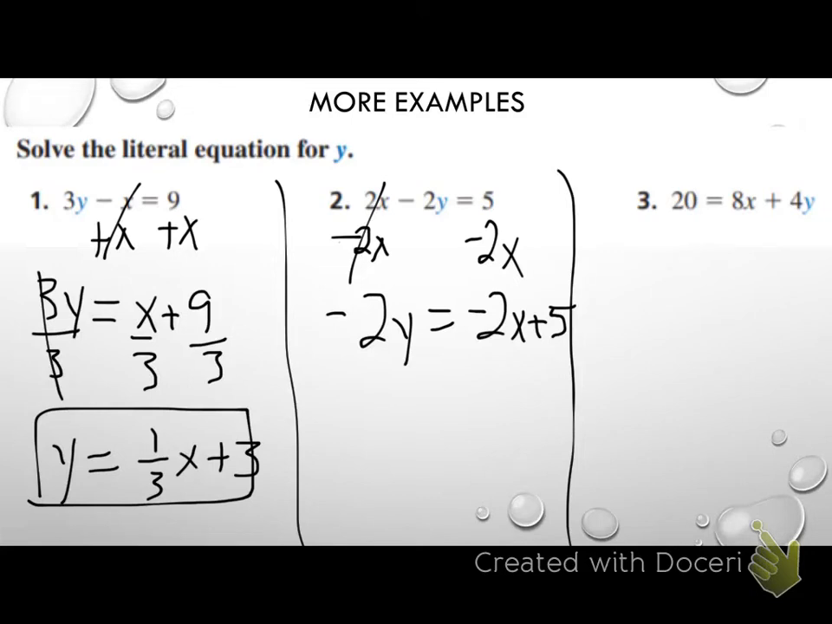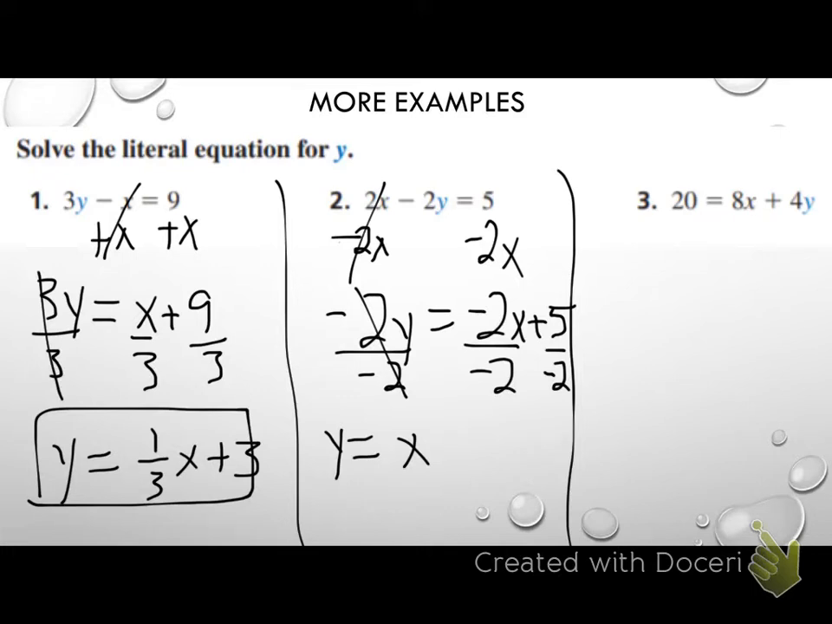Raise your hand if you can give me my next step. Very good. Divide by negative 2 on both sides. What gets divided by negative 2? 5 and negative 2x. Every single term gets divided by negative 2. Negative 2x divided by negative 2 is positive 1x, or just x. Just x.